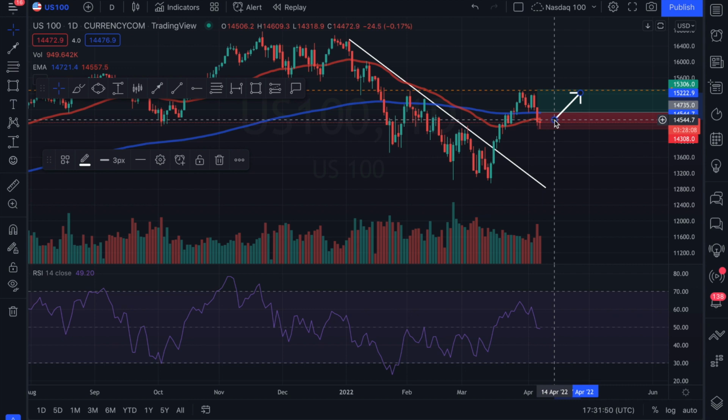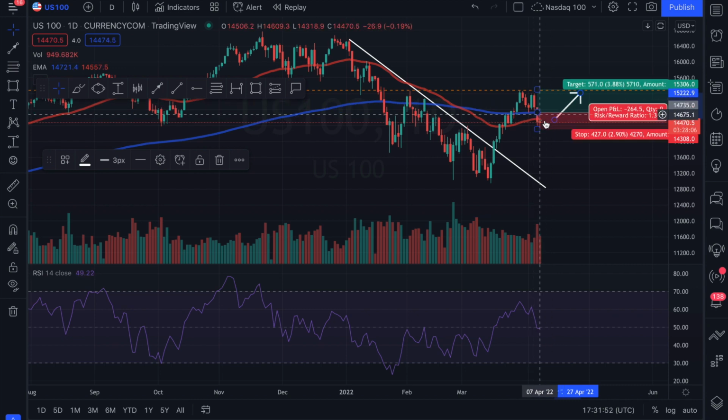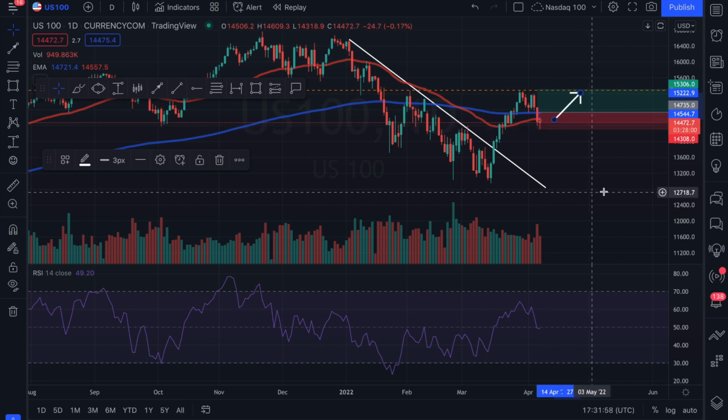So unless we get some more bullish news, I think the NASDAQ 100 will be range bound between 15,300 and the current lows seen today, which is around 14,300. So that's where I think the NASDAQ 100 is at this moment in time.